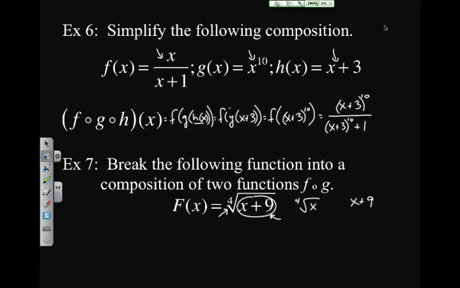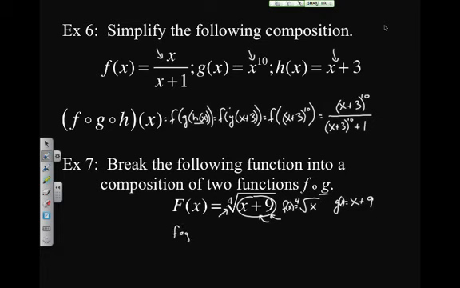Now the question is, which one of these happens first? Well, your order of operations says that inside of your radical happens first, and so in f composed of g, the g function is happening first, so we say that g of x equals x plus 9. That means the other one is f of x. And if you want to check it, go ahead and do it.